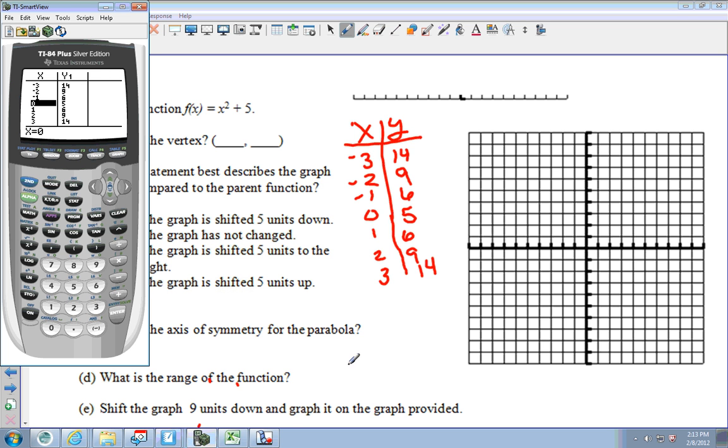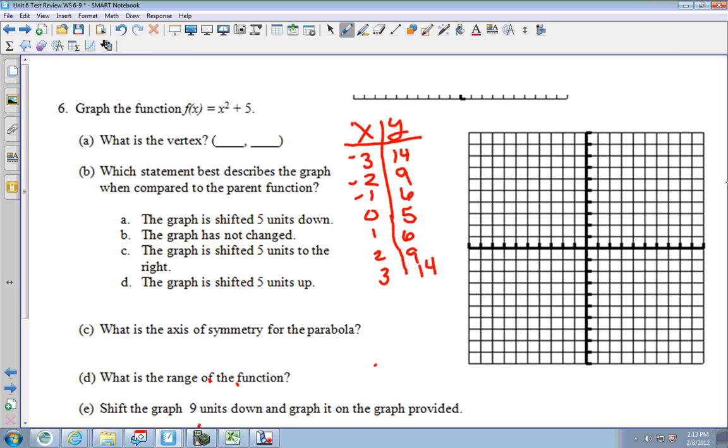Okay. So now it wants us to figure out what the vertex is. The vertex is 0, 5. It's right here. So I would go up 1, 2, 3, 4, 5, put a dot, and I have 1, 6, -1, 6, 2, 9, -2, 9, and I kind of ran out of room there, so there's my parabola.